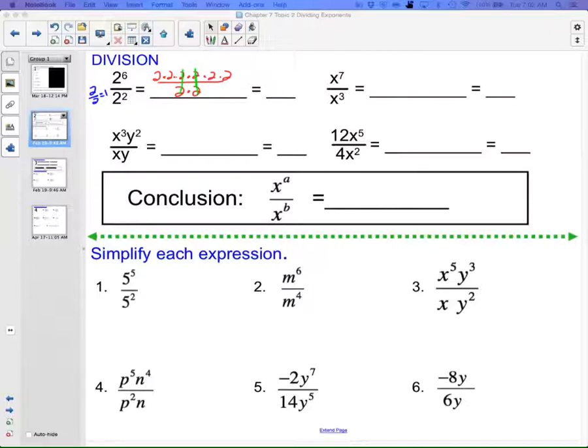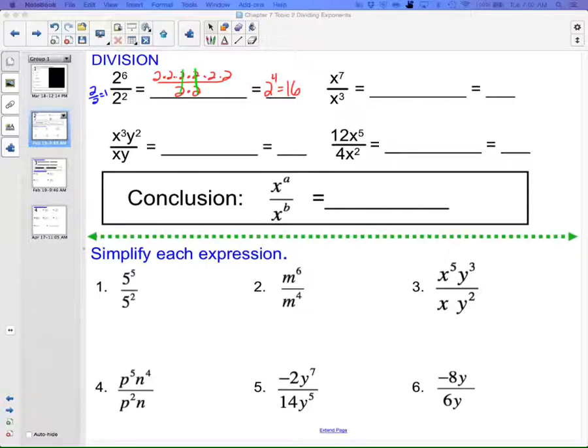So we have 2 divided by 2 twice. What we're left over with is 2 4 times. So that gives us 2 to the 4th power, which we could then simplify to be 16. Okay, let's look at the next example.